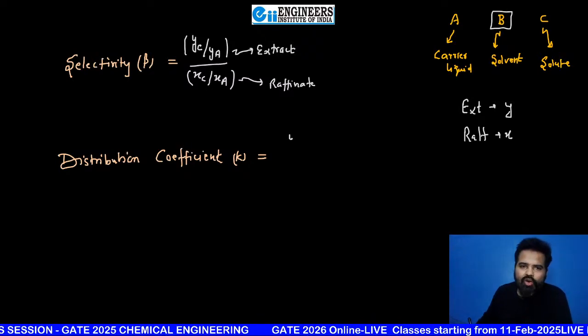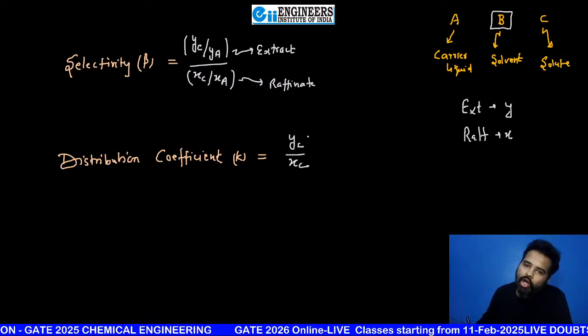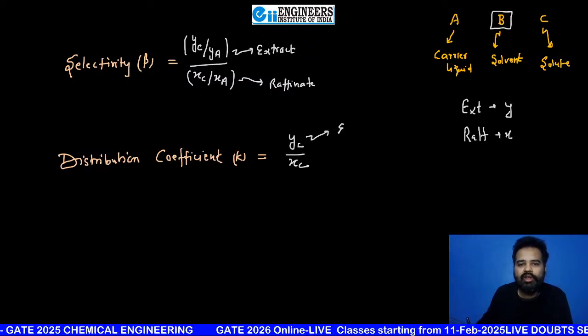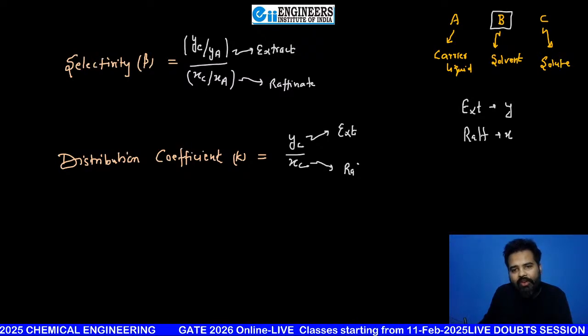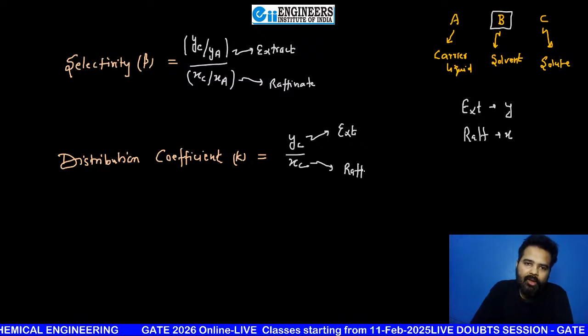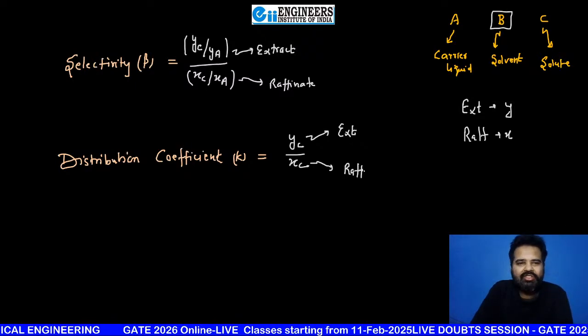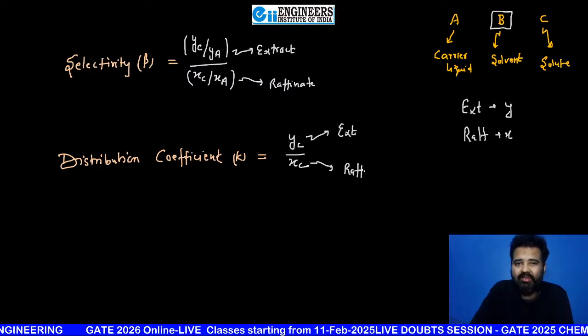So if you are writing YC by XC, that means the solute mole fraction in extract phase to solute mole fraction in raffinate phase, my dear students, this is your distribution coefficient. These are actually very, very easy concepts, but lots of students are leaving it.